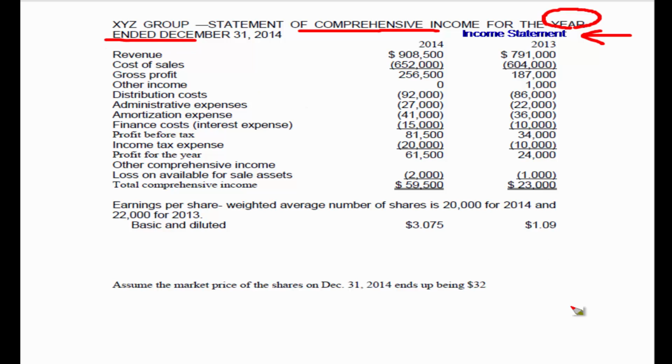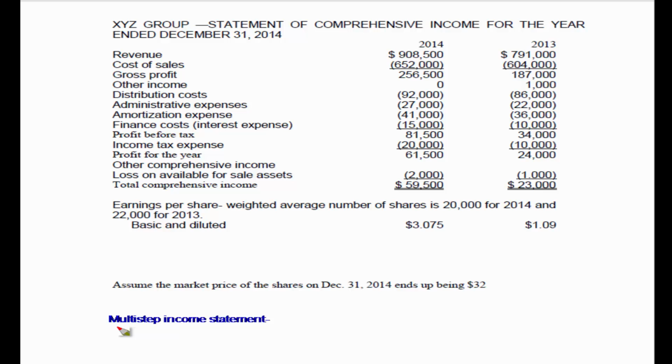During the year ended, our company, XYZ, had total comprehensive income of $59,500. This is the extra amount that they made from doing business for the year. With this extra amount, the company has a choice. They can either keep it in the company and make more money with it, help purchase another house, or give it to their shareholders in the form of a dividend.